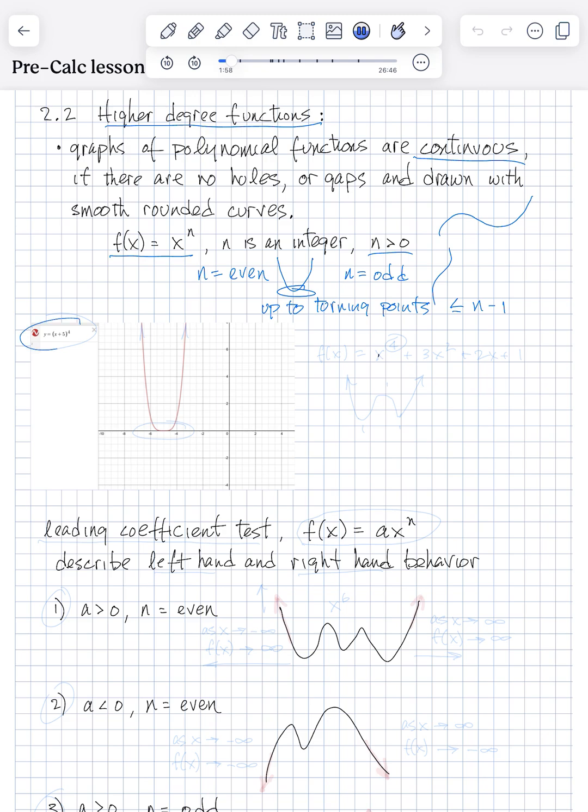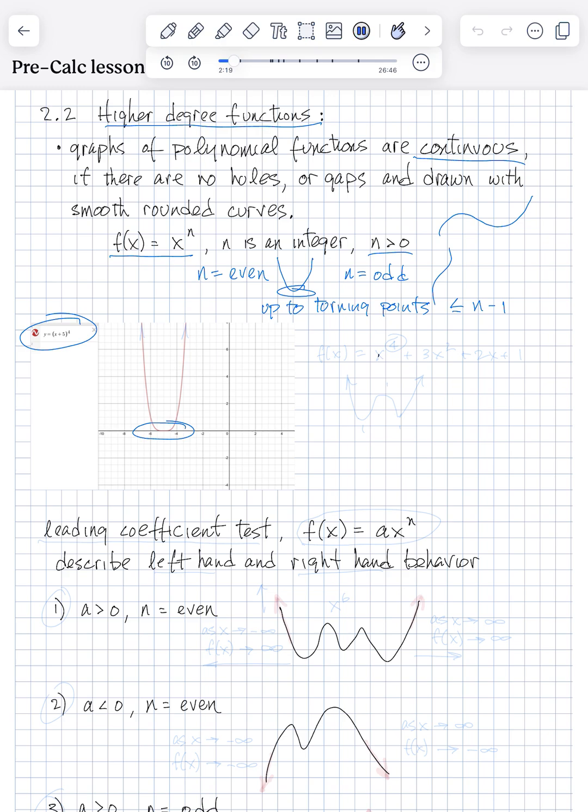Let's look at this equation here. y is equal to quantity x plus 5 to the 4th. It's graphed here, and there's only one turning point, although it's spread out quite a bit. And that's what you get with these higher powers.